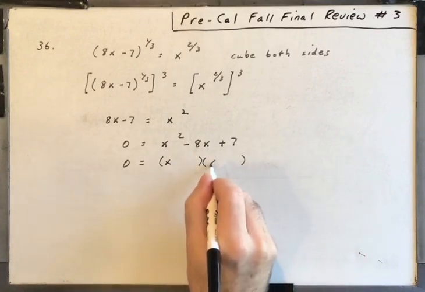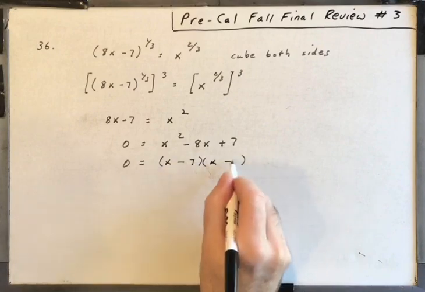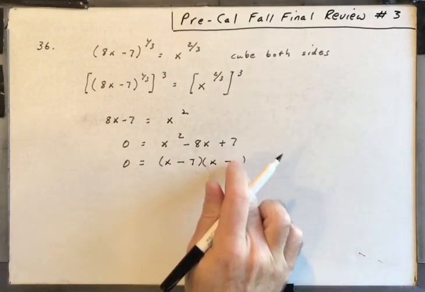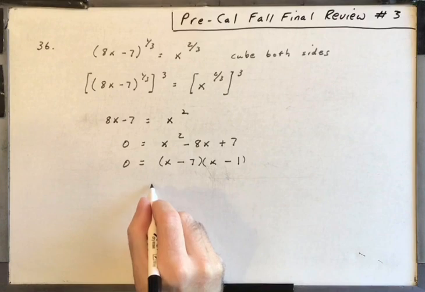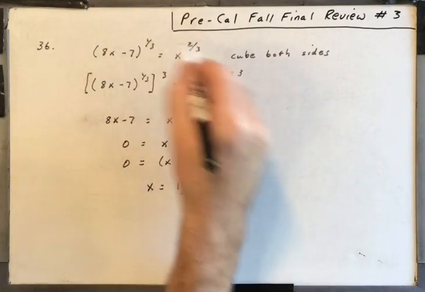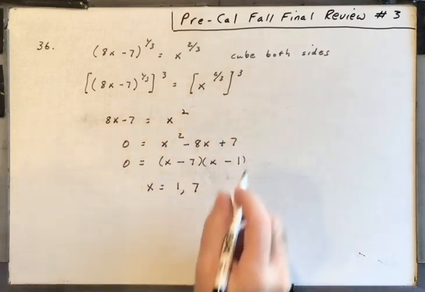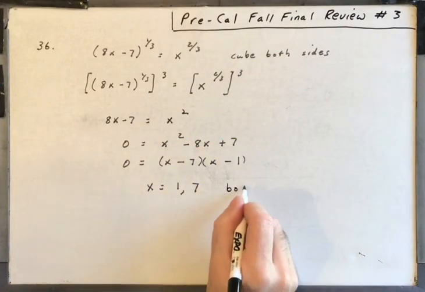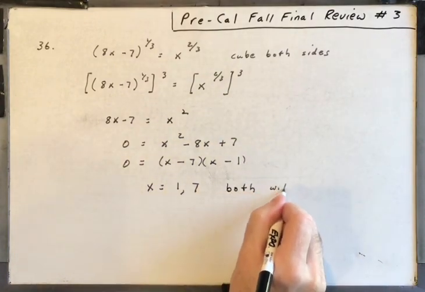So x minus 7 minus 1. So that's a 1, sorry. So x is going to be equal to 1/7. Now, when you are raising to an odd power, you don't have to check. They both will check.